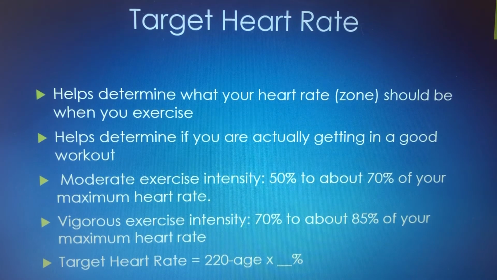So if we do a moderate workout, it would be 50 to 70% of your max heart rate. Vigorous exercise intensity would be 70 to 85% of your max heart rate. And we would calculate that by doing 220 minus your age for max heart rate and then multiplying it by the percentage of your desired target heart rate that you choose.